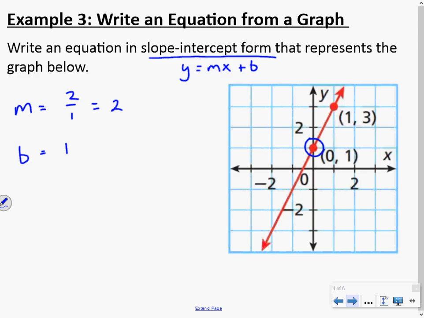So now that I know my slope and my y-intercept, writing my equation, again, is as simple as just plugging in these values. So our equation that goes with this graph would be y equals 2x plus 1.